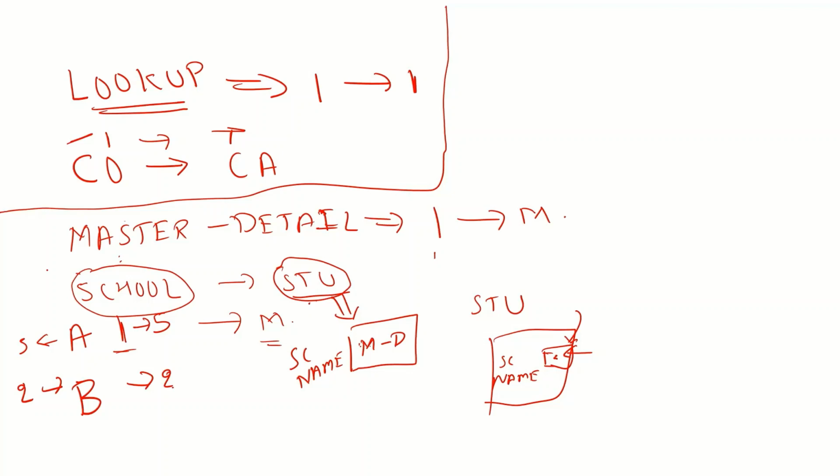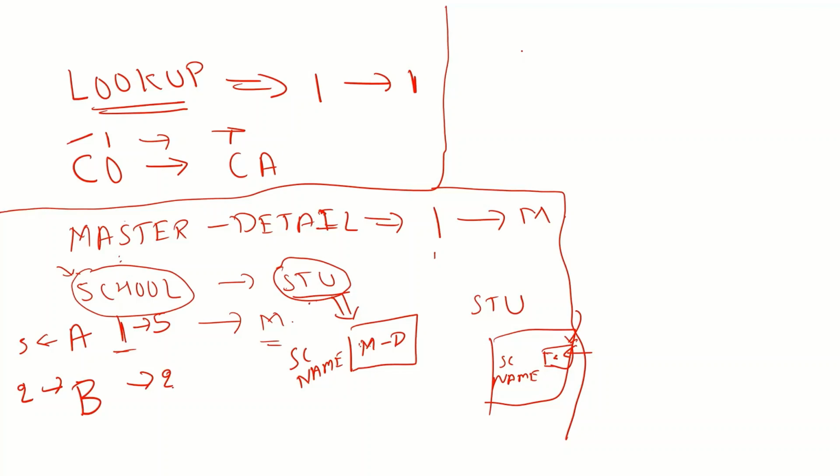So for this particular object, that is the school object, if you have access to the school object, then you will have access to the student object. The access level of the student object will be inherited from the school object. In a lookup field it was independent, but in master detail the detail is dependent on the access level which the master has. So this is about master detail relationship.